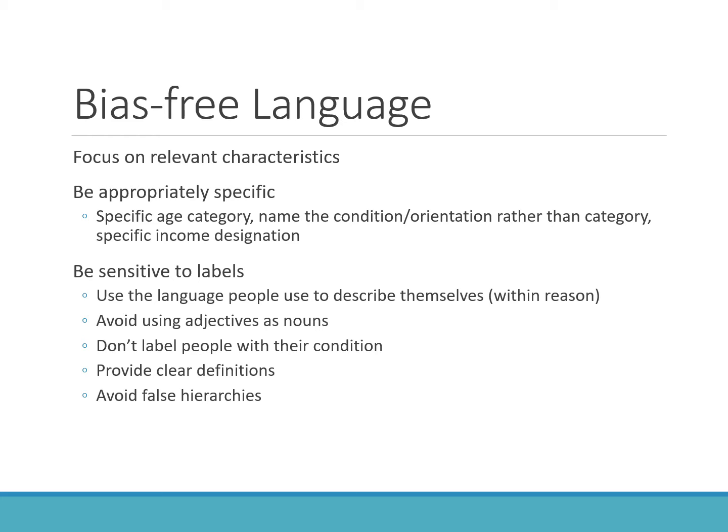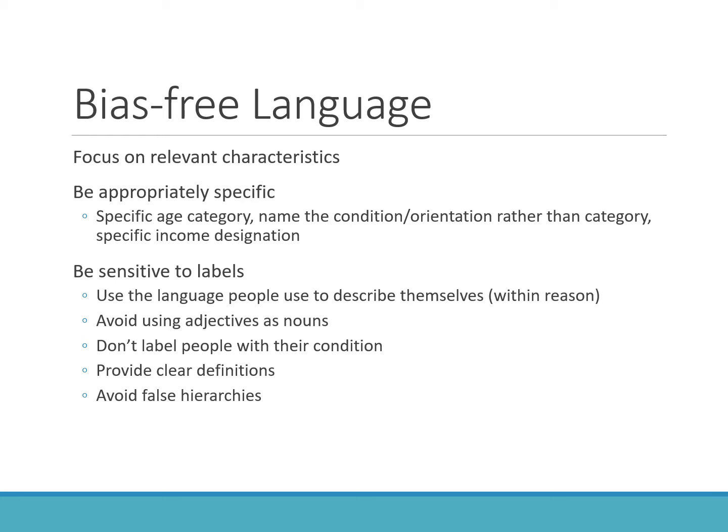We also want to be really sensitive to labels. So a couple of ways we can do that. One is we want to use the language that people use to describe themselves, within reason, but in general we try to take on the terms that people who have those identities are using. We want to avoid using adjectives as nouns. So we don't want to say things like the poor, the gays, schizophrenics. Instead, we use those aspects of people's individuals as adjectives to describe them.